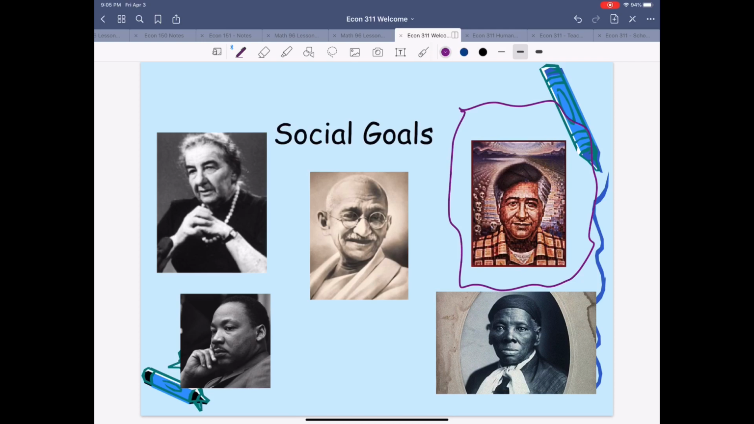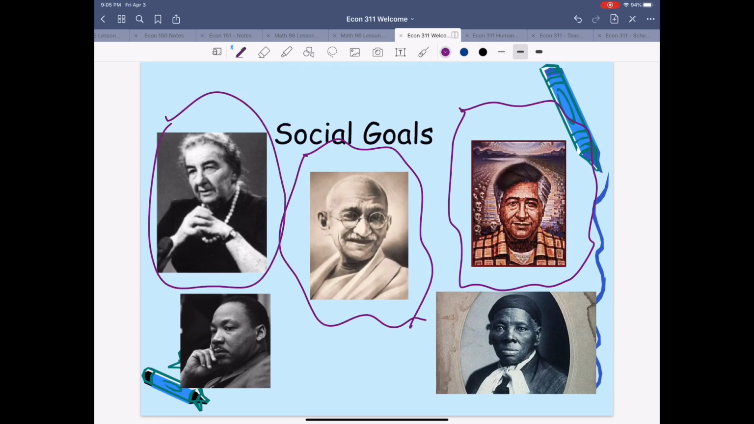So we can see here some really amazing social goal setters that were successful in setting and achieving really lofty goals. Cesar Chavez, Mahatma Gandhi, Golda Meir, Martin Luther King Jr., and of course Harriet Tubman. I don't know if you recognize this, but this is Harriet Tubman.